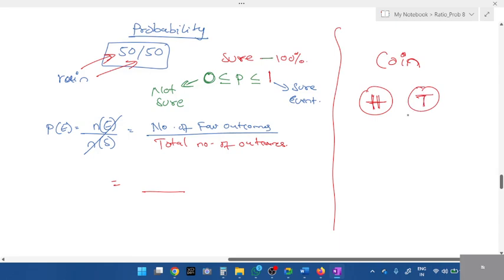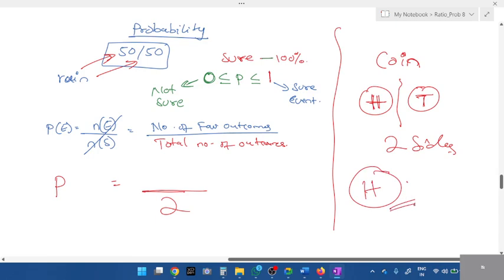So the probability is based on the total number of outcomes. Total how many sides do we have? Total we have two sides. So that becomes the denominator. When I toss the coin, if somebody calls head, that becomes a favorable outcome. For example, if I toss, Alia is going to call head. So that becomes our favorable outcome. How many favorable outcomes do we have? One or two? Only one.